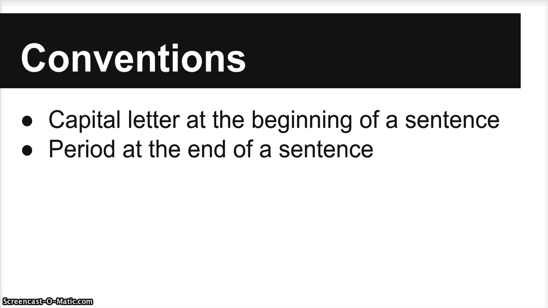It has to have a capital letter at the beginning, and it has to have a period or other end mark at the end of a sentence. Other end marks are exclamation points or question marks. However, periods are the most common.